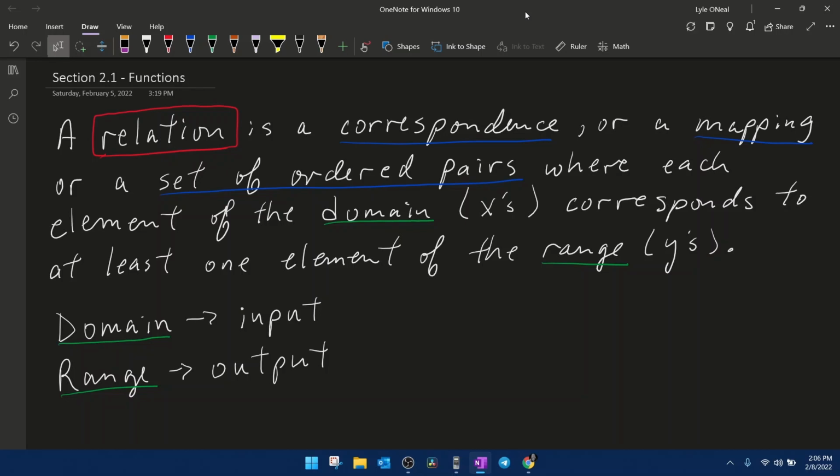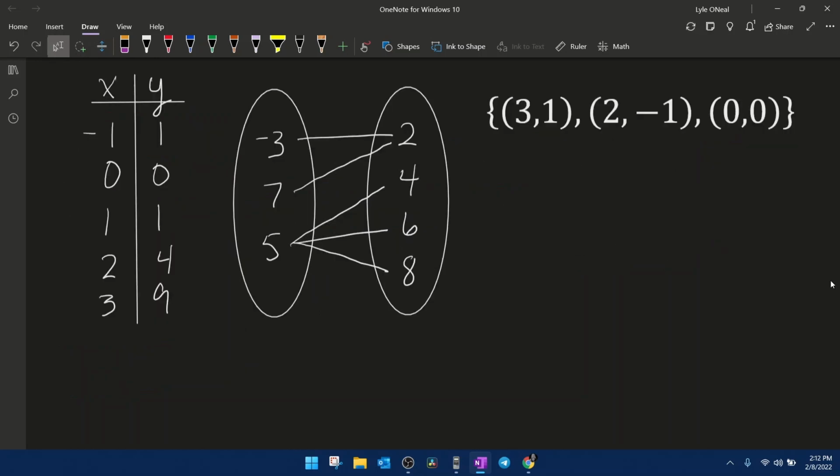The first thing we're going to cover in this lesson is a relation. You need to know what a relation is. It turns out that a relation is a correspondence, also known as a mapping or a set of ordered pairs, where each element of the domain, which are commonly the x's, corresponds to at least one element of the range, which are commonly the y's. Also, you need to know that for a relation, the domain is also considered the input, and the range is the output. Here we have three examples of relations.